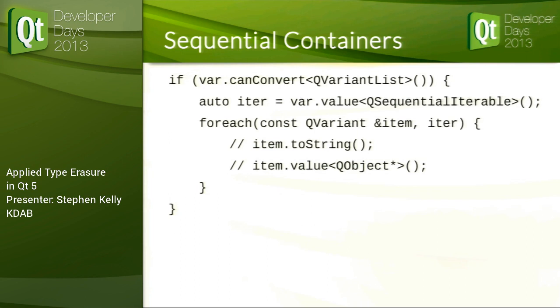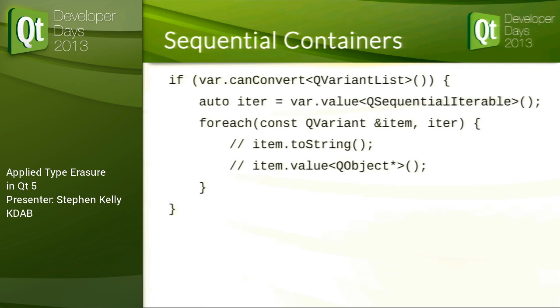So instead of actually using value to take a QVariant list out of that QVariant, we can take out a QSequentialIterable now in Qt 5.2. We still need to check first if we're able to convert it to a QVariant list. And once we know that we can, we extract from it a QSequentialIterable. And then we can use that object, this iter object, in a Qt foreach loop. So this is only one loop.